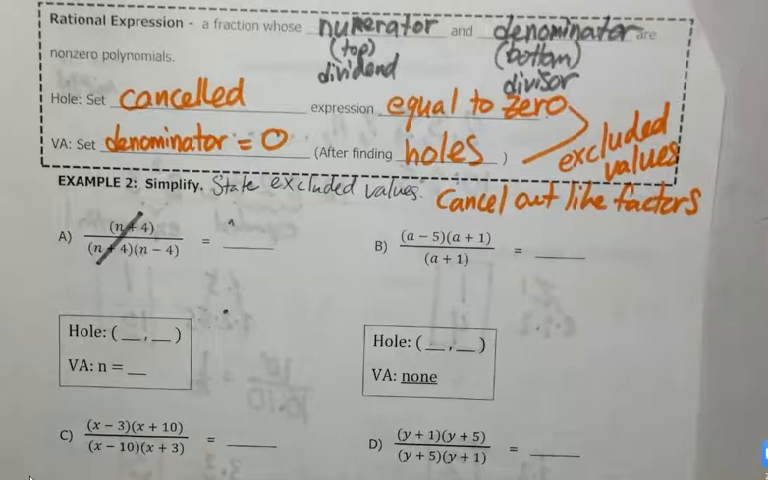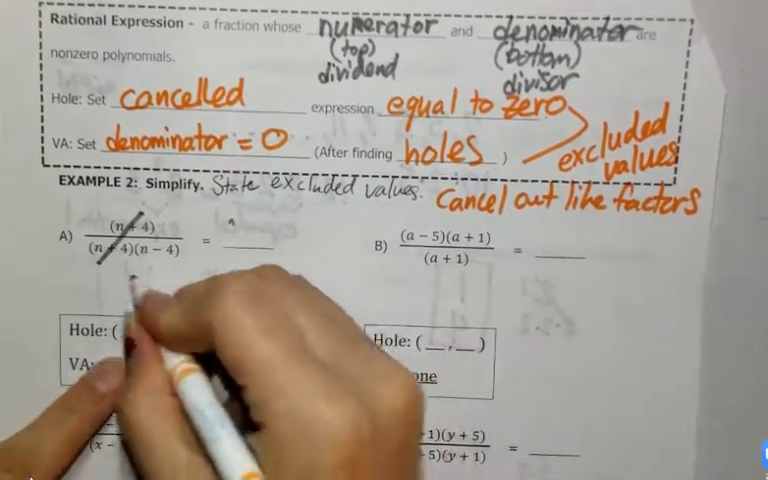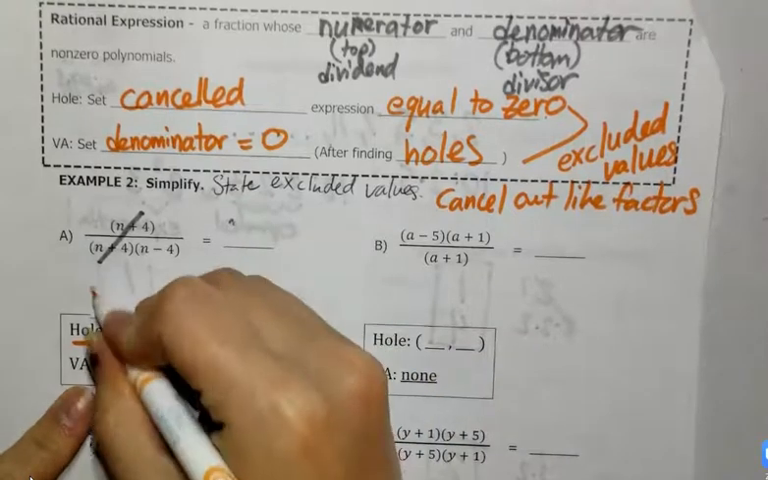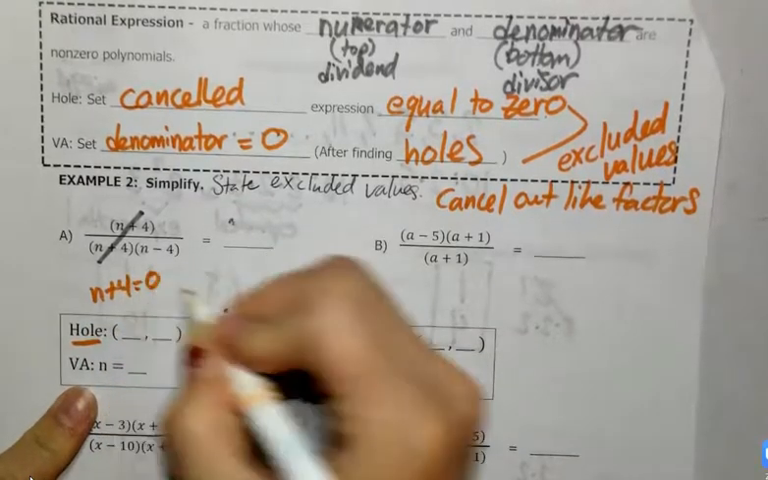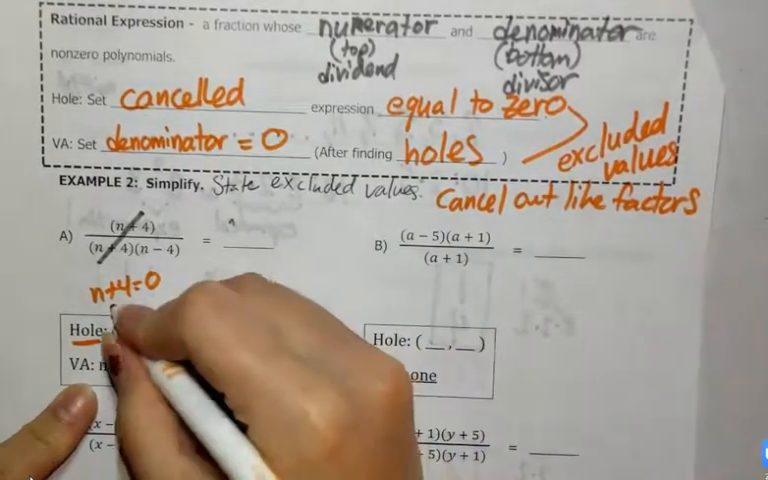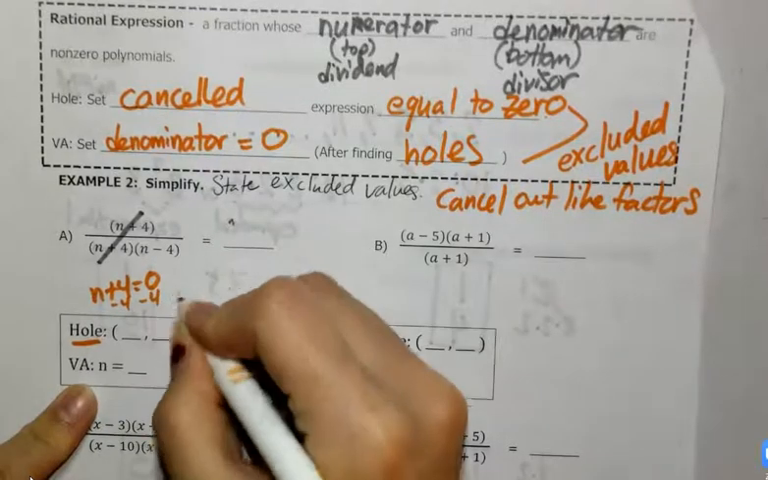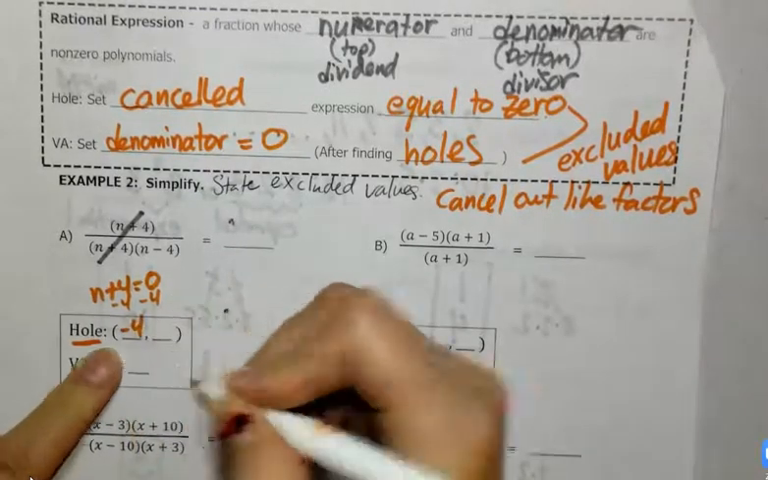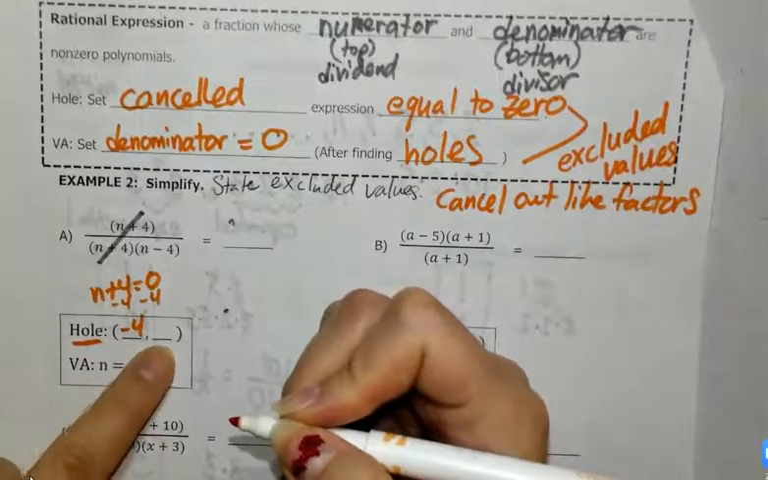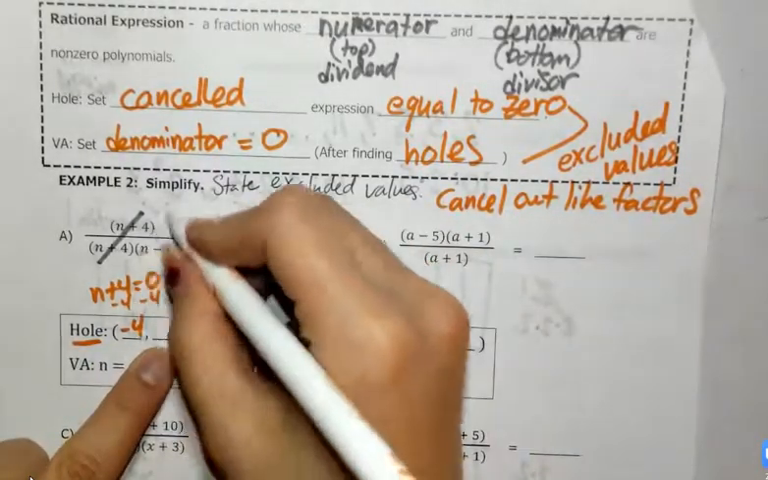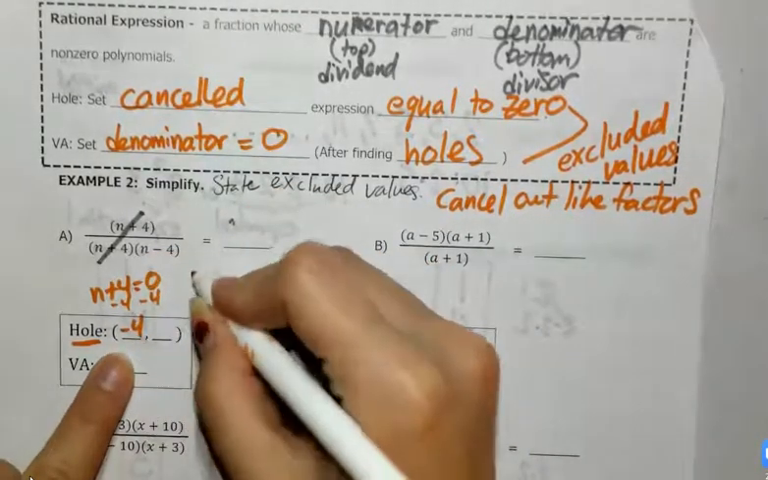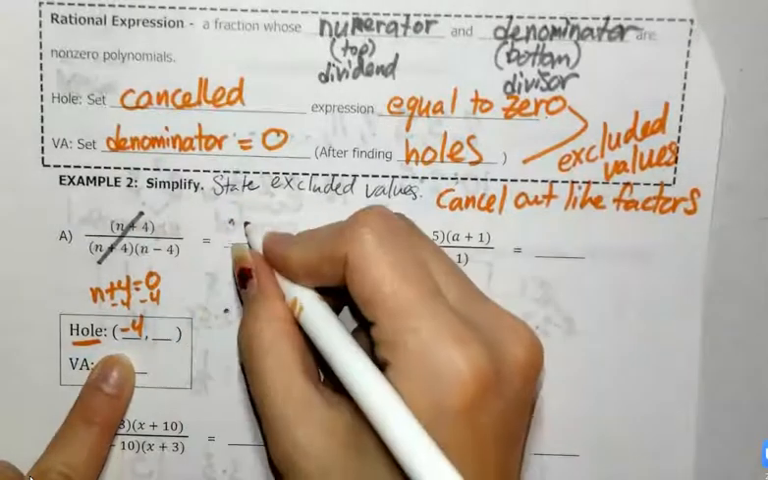The like factors are what you're going to use to find the holes. So to find the hole, we have n plus 4 equals 0. We just set it equal to 0. So n is going to equal negative 4, so we put that right here.